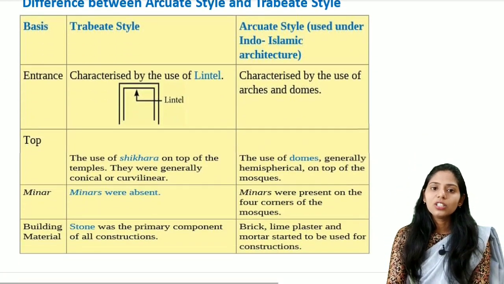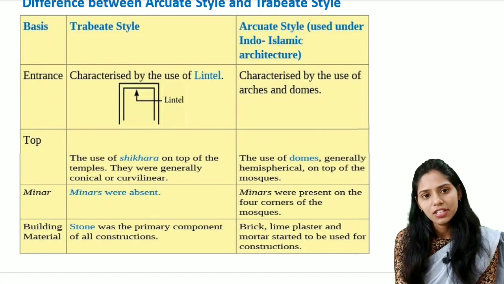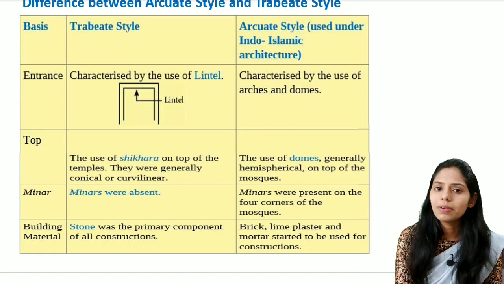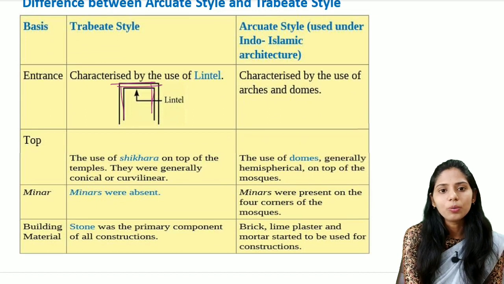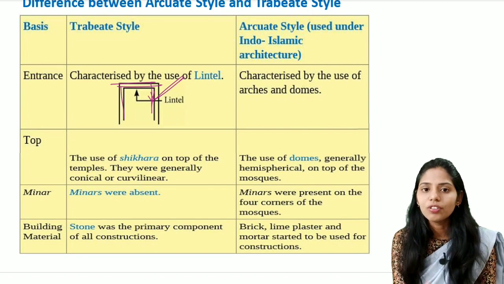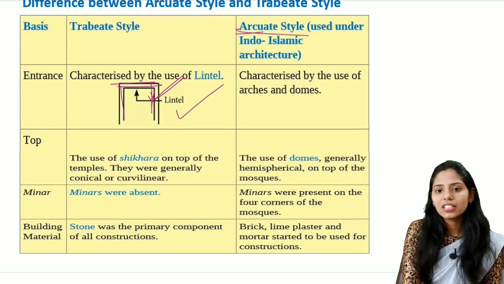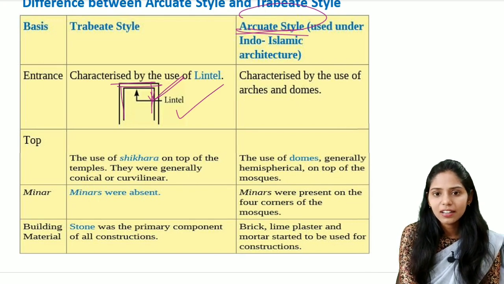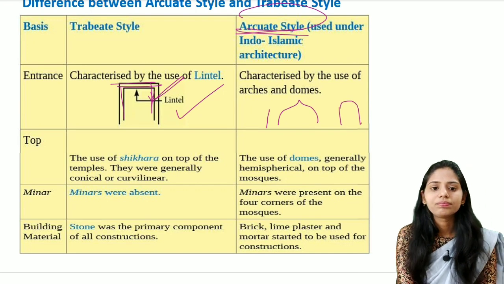So I already said that you should remember the difference between the Arcuate style and the Trabeate style. So let us see the differences. First one, on the basis of the entrance. If you see this Trabeate style, it is characterized by the lintel. Lintel means the square type of opening. Here if you see the openings of our houses, our doors or windows, we see this trabeate style present. And the second one is the Arcuate style. This is mainly used under the Indo-Islamic architecture. They are mainly characterized by domes. Domes will be like this and the arches will be like this.